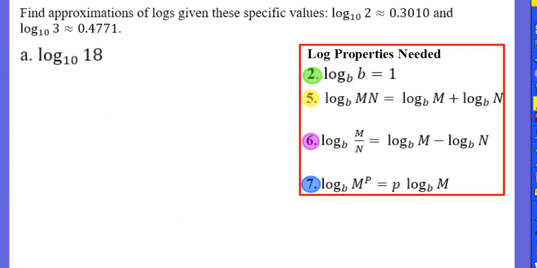So here we have a problem that says, find the approximation of logs given these specific values: the log of 2, and I'm not going to say base 10, it's the common log, okay? The log of 2 is 0.301, and the log of 3 is 0.4771. Okay, so that's all I have.